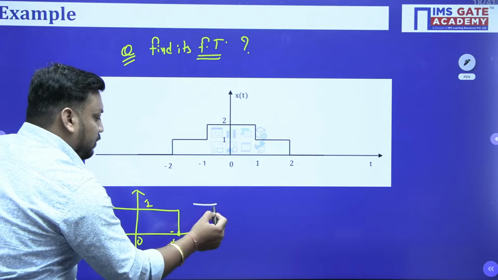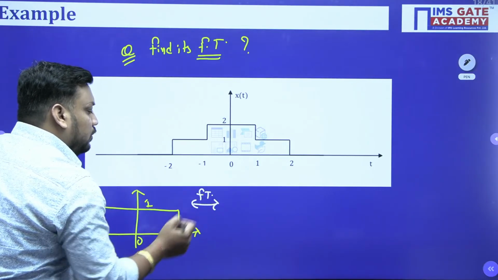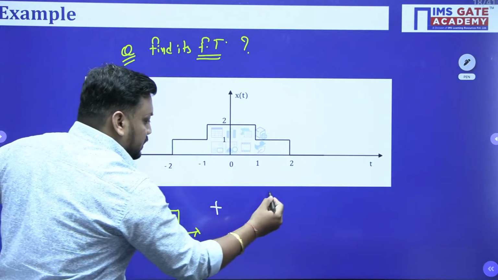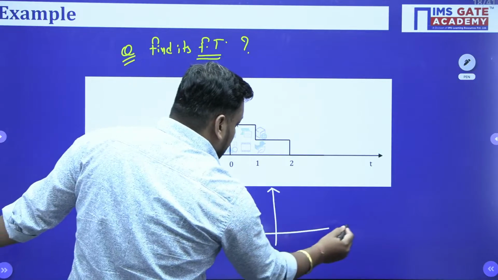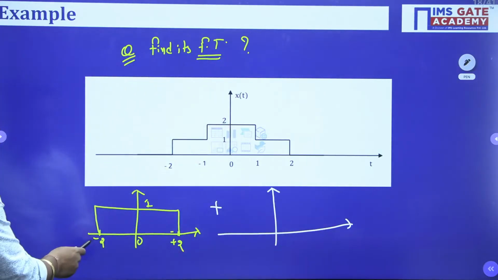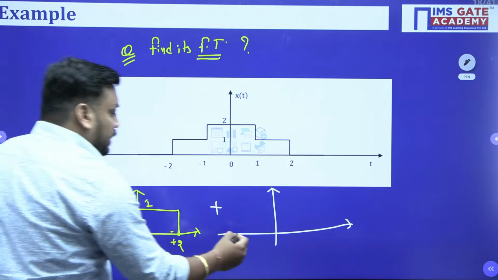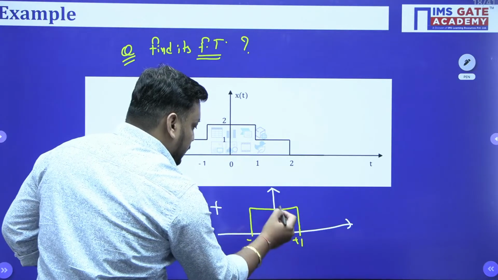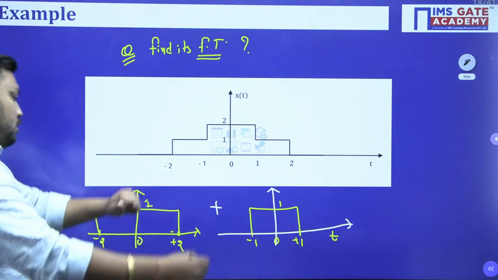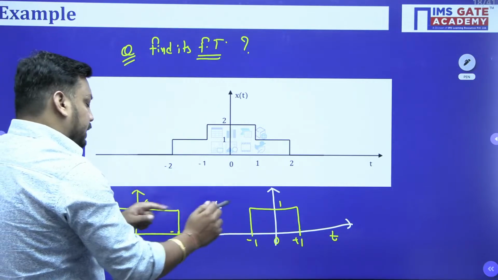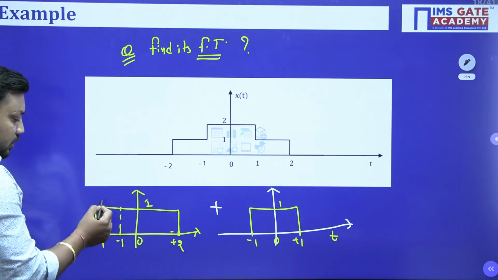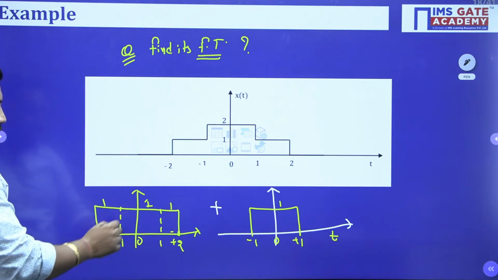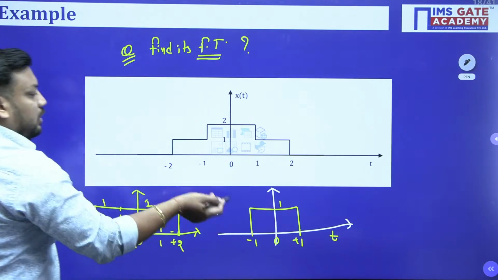It means, what is the Fourier transform? First of all, I am just making two signals. This is the first signal, this is my second signal. So minus 2 to plus 2 with height 1, and here I am making the signal from minus 1 to plus 1, and here this is 1. Now tell me, if I add these two signals, then from minus 2 to minus 1 we have 1 only, and from 1 to 2 also we have 1 only. But between minus 1 to plus 1, here is also 1, here is also 1. So 1 plus 1 will become 2.